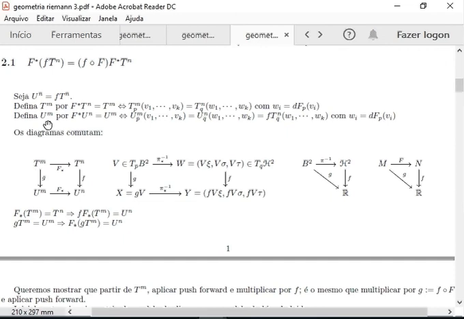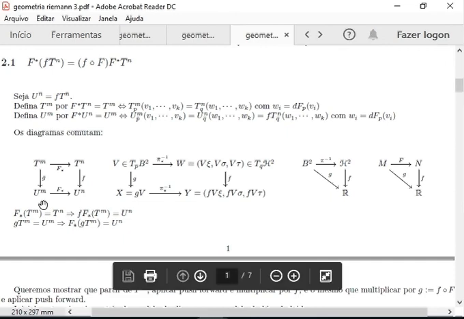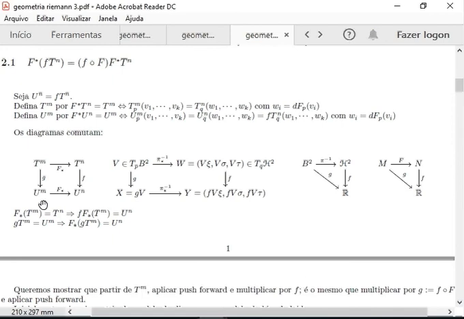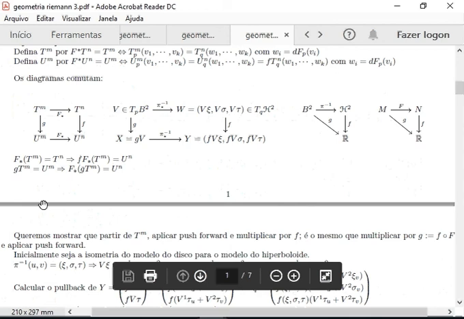Analogously, define Um by pullback of F of Un, if and only if Upm V1, ..., Vk equals Ukn W1, ..., Wk equals F tkn W1, ..., Wk with Wi equal to dFp Vi. The diagrams commute.